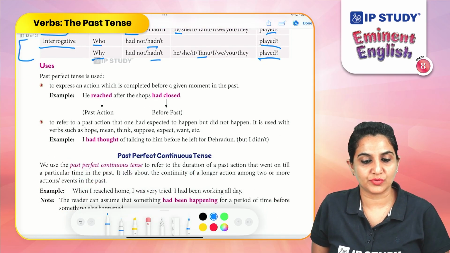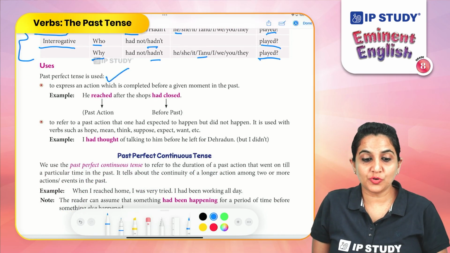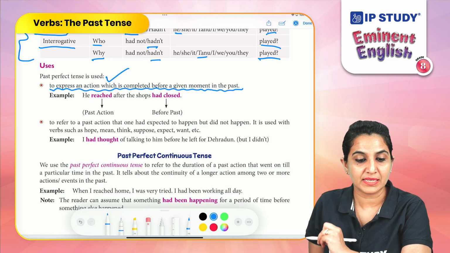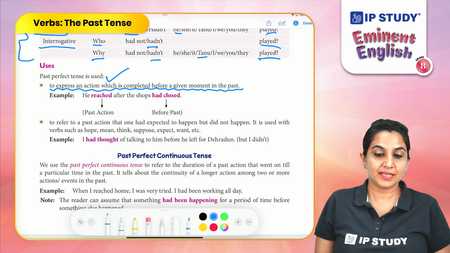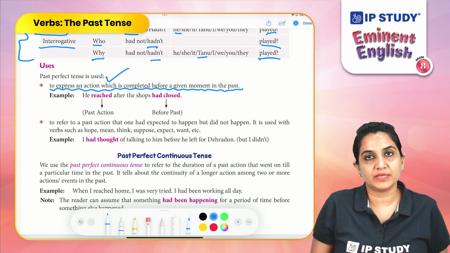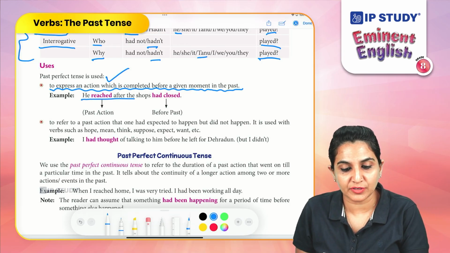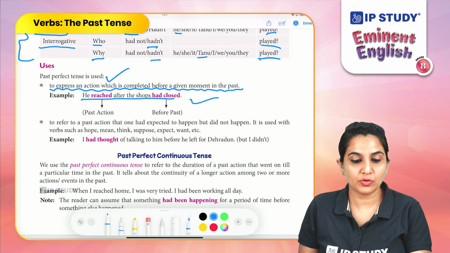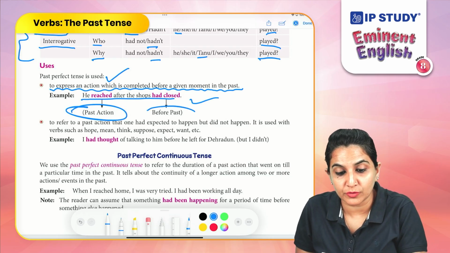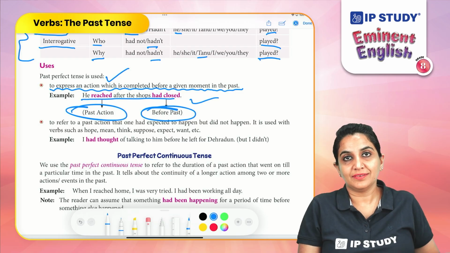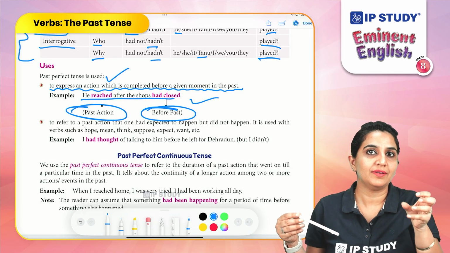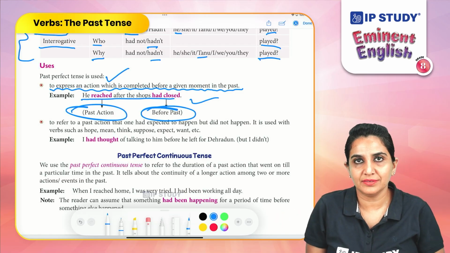Now, what is the use of past perfect tense? To express an action which is completed before a given moment in the past, we use the past perfect tense. He reached after the shops had closed. So reached is a past action. Before what happened? Before the shops had closed. So the shops had closed is telling us that it is before this particular moment in the past.